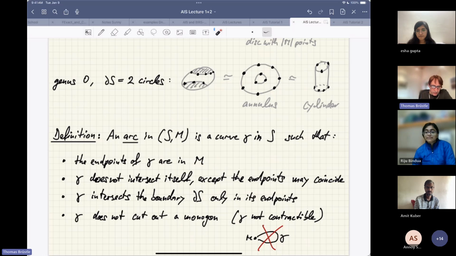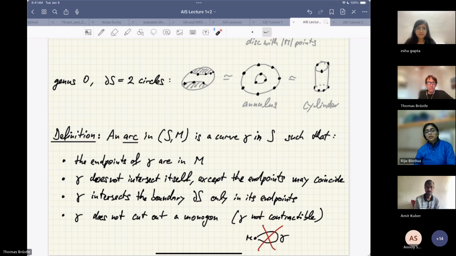and furthermore, gamma should not be contractible. This thing here is not an arc, because I can contract it just to the point here, and that's not an arc for me. So gamma does not cut out a monogon, such a thing. Okay, so such curves satisfying these four conditions I call an arc. That's good.